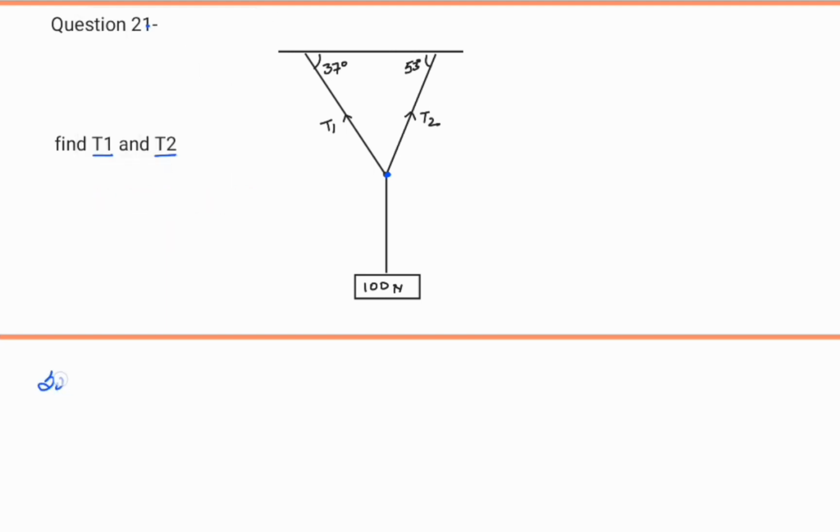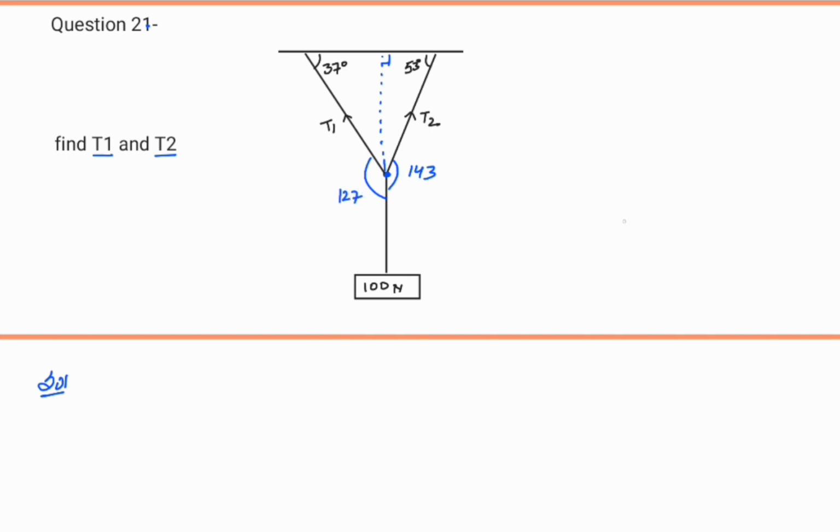Okay, how to solve it? First find the angles. I am just dropping a perpendicular from this point to the roof. Okay, this is 90. If this is 90, what is this angle going to be? 90 plus 53 now? 143. Okay. What will be the value of this angle? This is going to be 127.